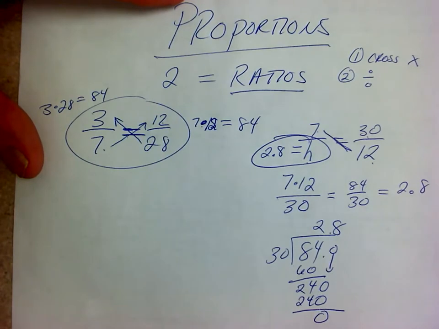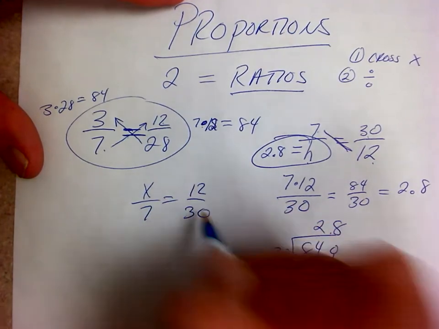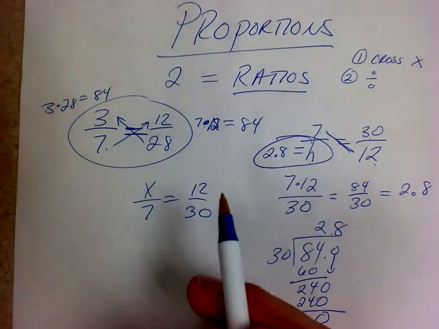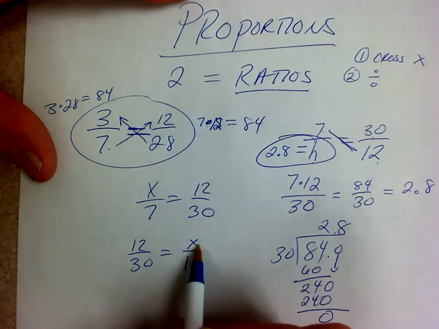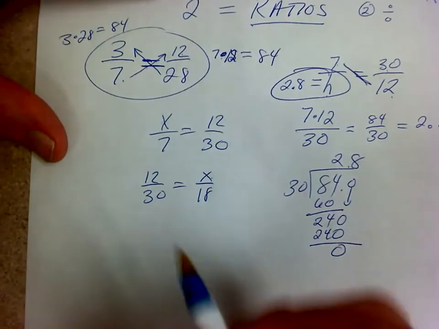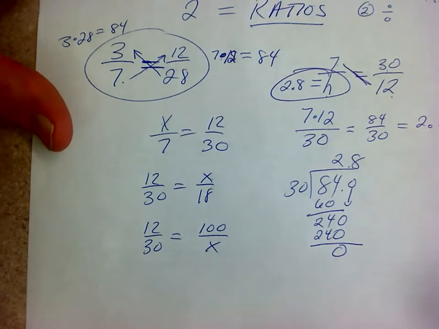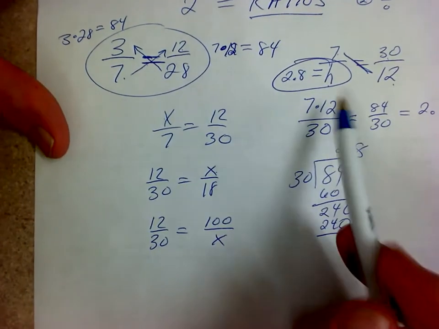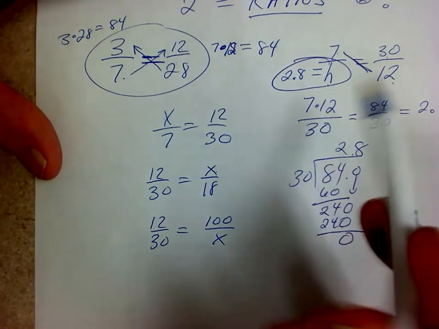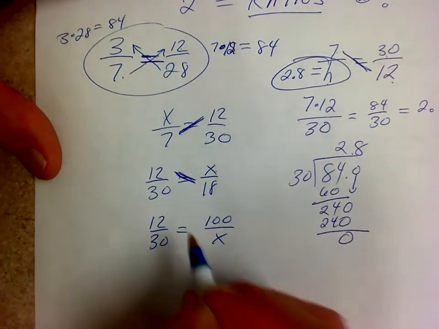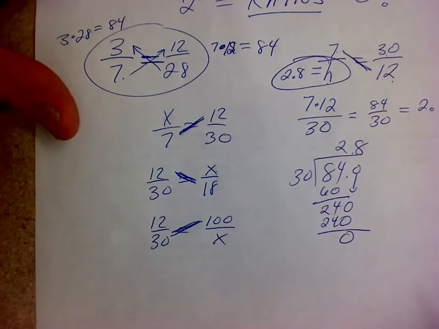And that's the nice thing about proportions. Doesn't matter. If it's x over 7 equals 12 over 30, and x is the missing piece, same steps. Regardless of which proportion you get, we can always cross multiply the two numbers, and then you're going to use division with the remaining term. That should always work for you.